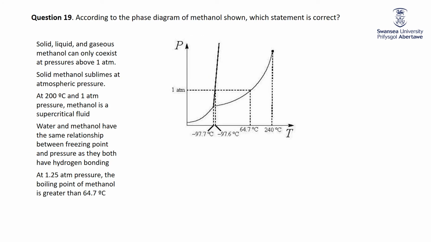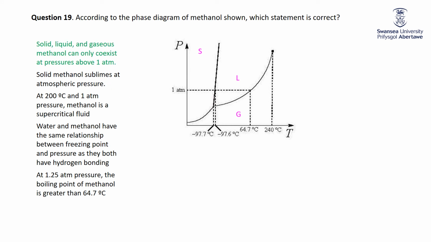According to the phase diagram of methanol, which statement is correct? So let's see, solid, liquid and gas. Solid, liquid, gas, methanol can only coexist at the triple point at pressures above 1 atmosphere. Well, let's see, there's the triple point tucked away there. It is very definitely below 1 atmosphere. So that one is false.